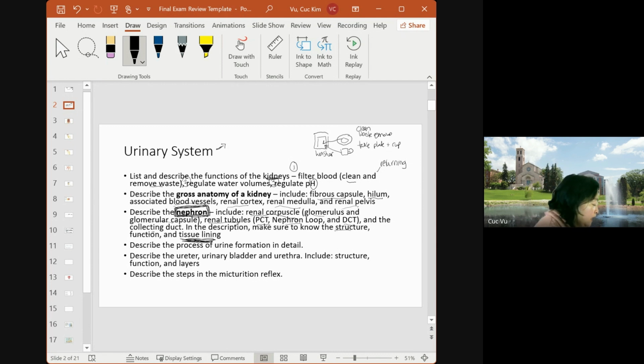So describe the function, the process. Know about the extra structures like the ureters. There's 2 of them. Urinary bladder, 1, and urethra, 1. Same thing. Know the structure, function, and the layers. And then the last thing you need to know for the urinary system is the micturition process, how we urinate. Questions so far?